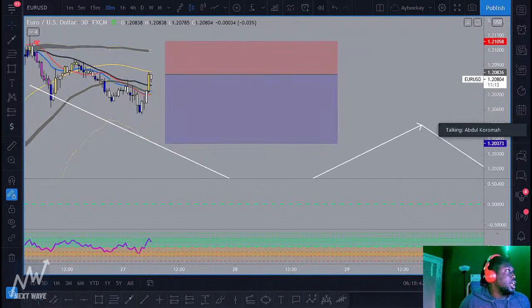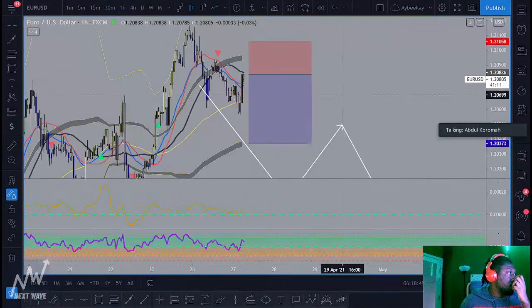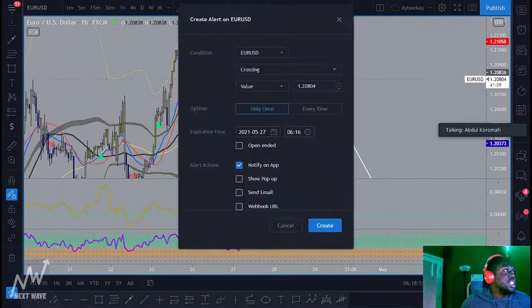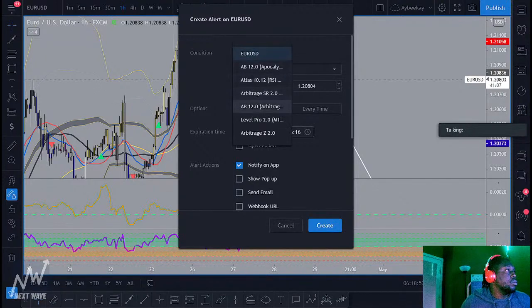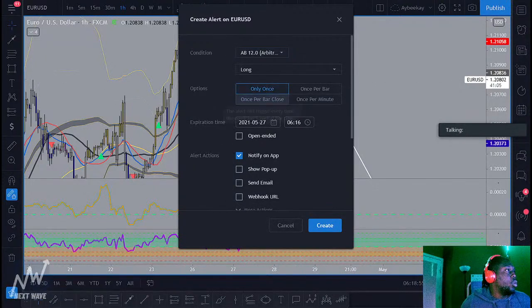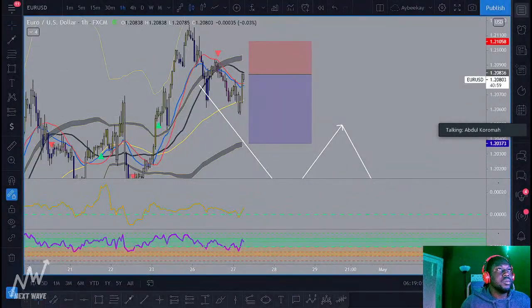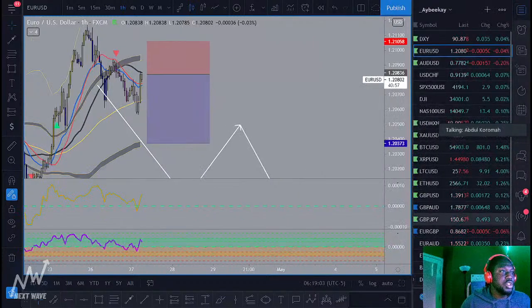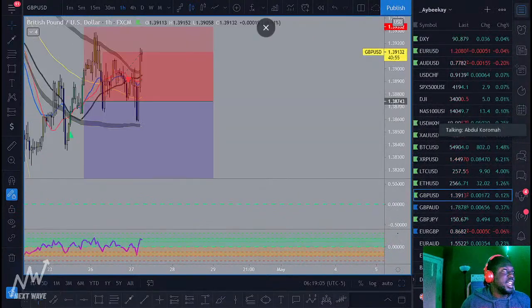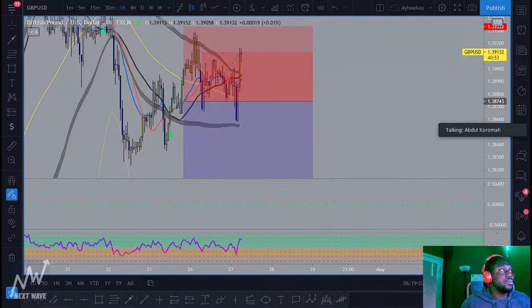So that being said, 1 hour time frame. Let me set my alert. Once per bar close, long exit all, create, continue anyway. All right. Now let's go over to the GPs real quick, because like I said, I'm not really feeling them.